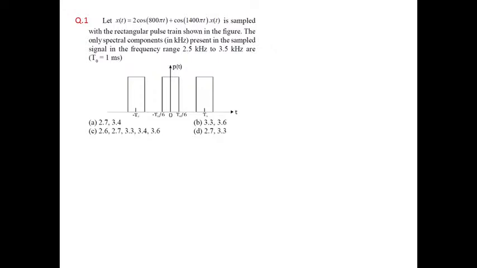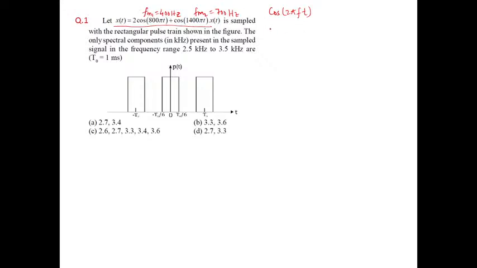Let x(t) be equal to 2 cos(800πt) plus cos(1400πt). So from here we can get fm1, which is equal to 400 hertz. And fm2 will be equal to 700 hertz. Now this can be easily obtained by comparing this expression with cos(2πft).